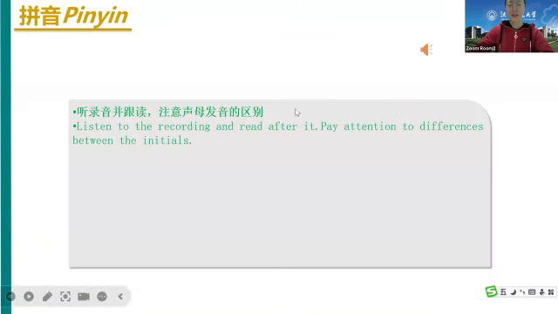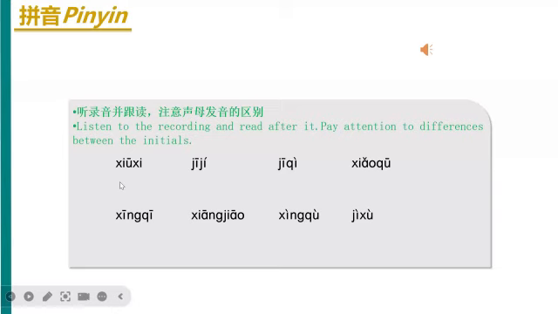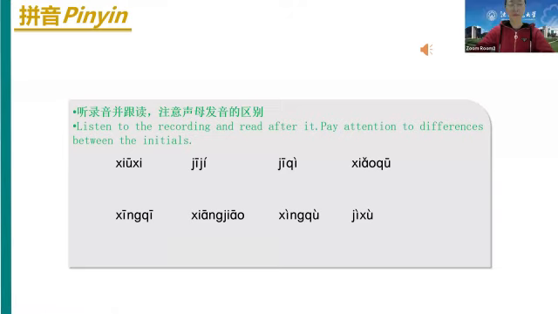Okay, so please look at these Chinese words. Can you read these Chinese words by yourself? 听录音并跟读。 Just try to read these new words by yourself, and pay attention to the initials. Okay, Samara Javid. Yes, ma'am. Okay, please read by yourself.